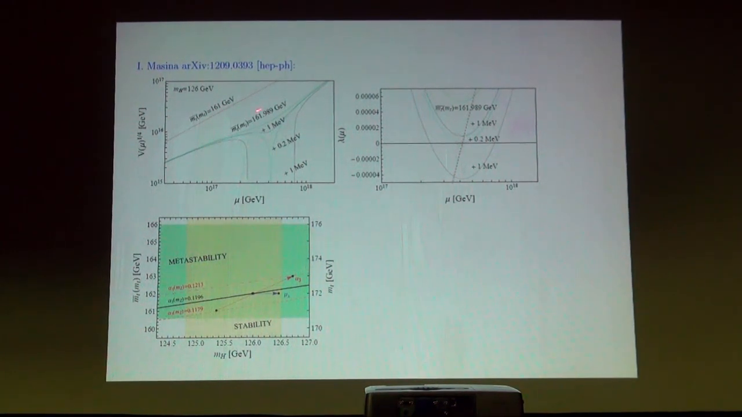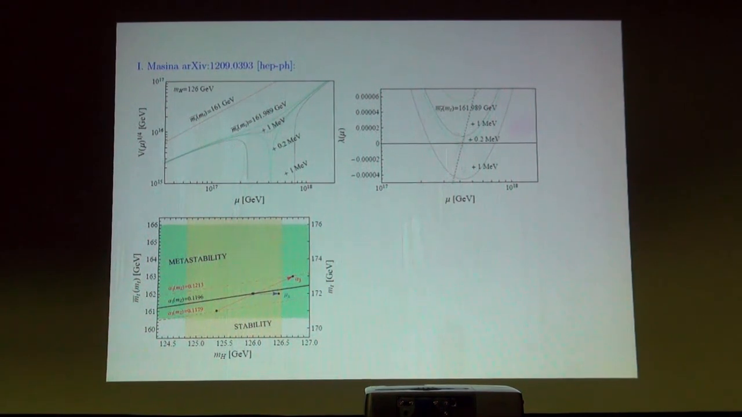At 161 GeV, it's okay, it's still positive. At 161.989, 162 GeV, it starts curving. Now, if you add just 2.2 MeV to that, the potential goes down. It then comes up again. So 1.69991 MeV will give the potential below zero, between 10 to the 17th and 10 to the 18th.